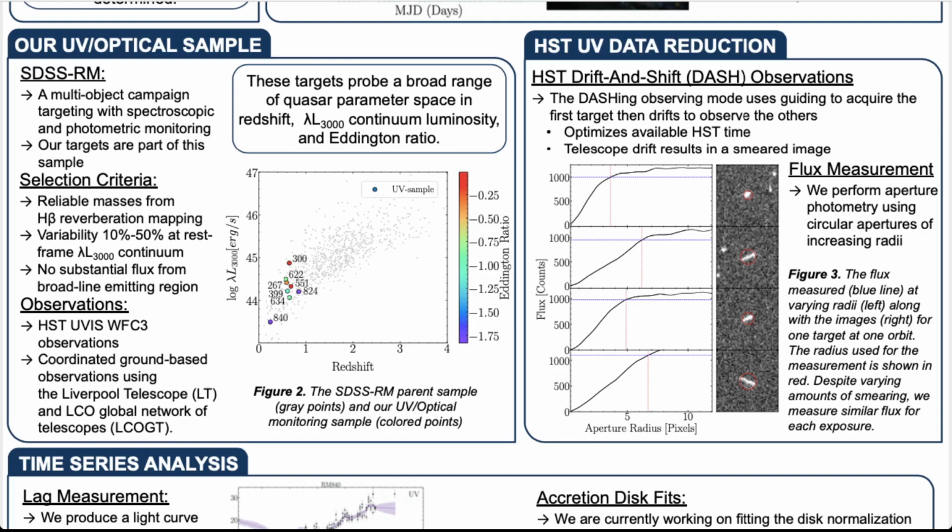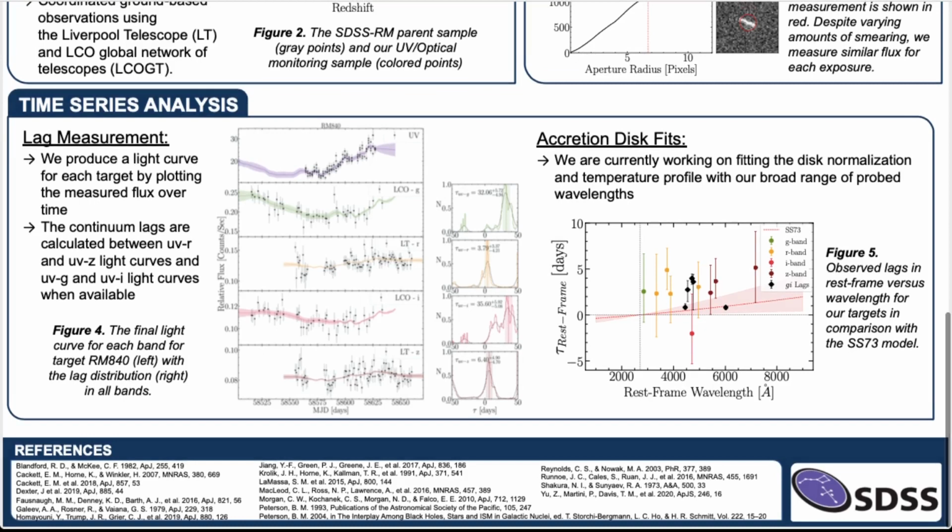Also, the targets were smeared into different shapes due to the drifting. So to account for this, we performed aperture photometry using circular apertures of increasing radii, as seen in Figure 3, and we were able to successfully identify and make measurements for four of our targets. Once we made our flux measurements at each orbit, we were able to produce a light curve, Figure 4, for each of the wavelength bands that we observed.